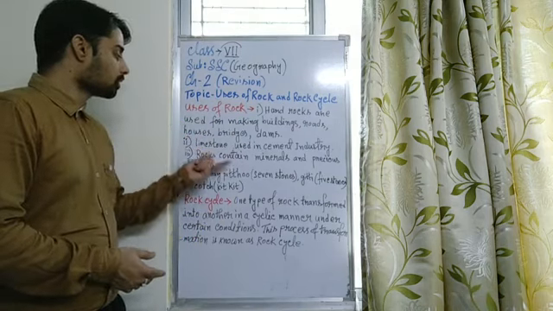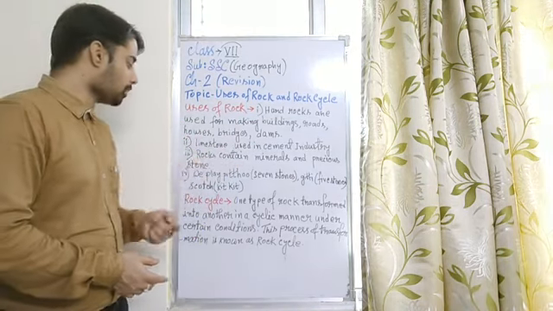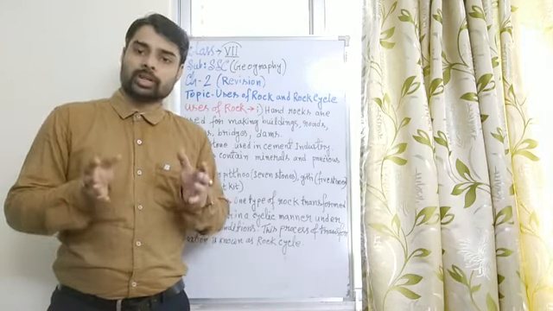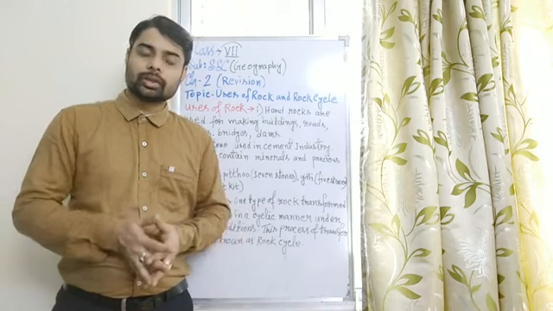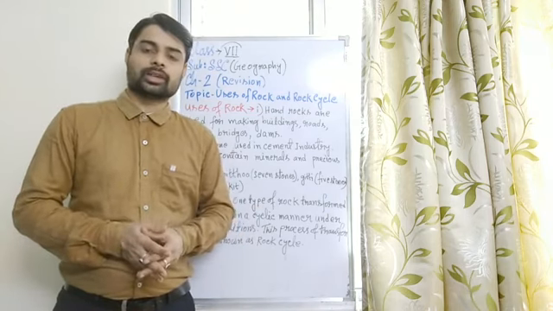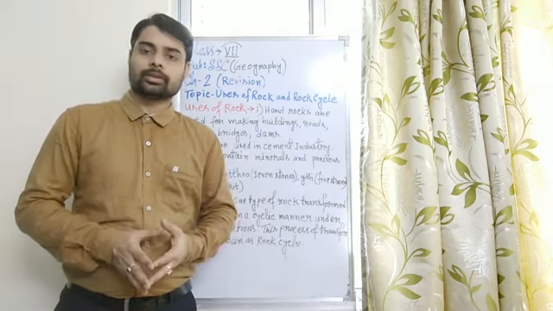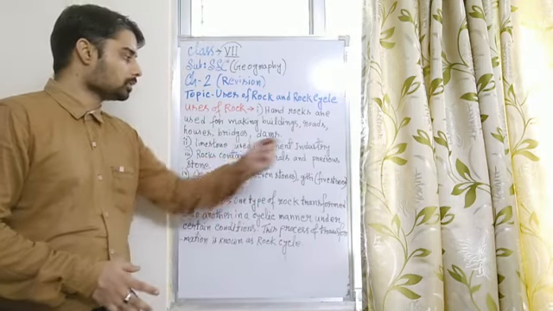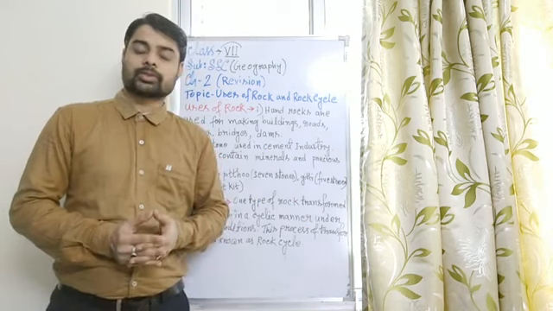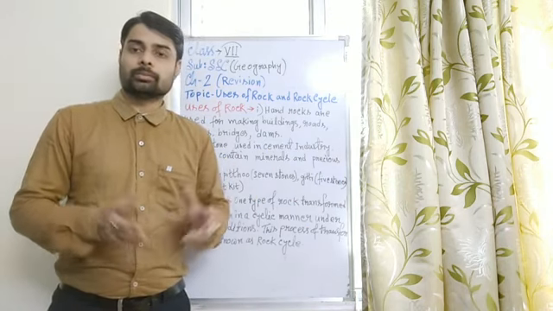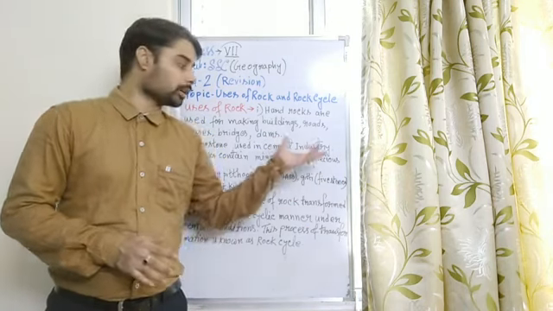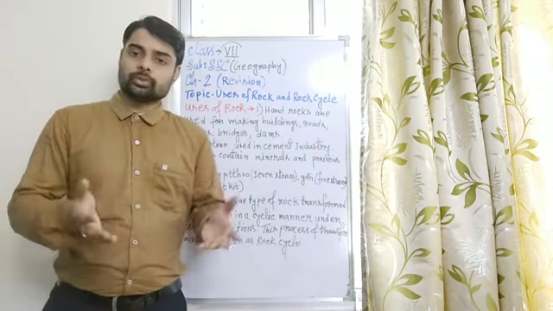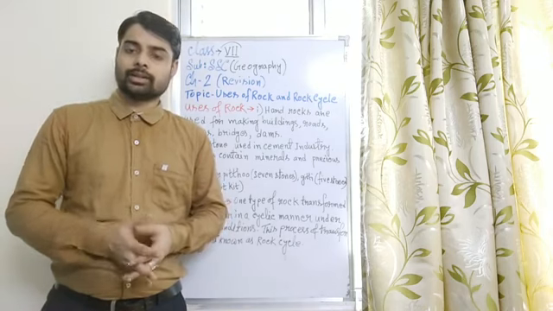Number 3, rocks contain minerals and precious stones. The rocks also contain minerals, and minerals are very useful, and at the end of today's class I will discuss the uses of minerals. As well as that, in rocks, different types of precious stones such as ruby, emerald, blue sapphire, topaz, etc. were found. And these precious stones, we use in our jewelry.